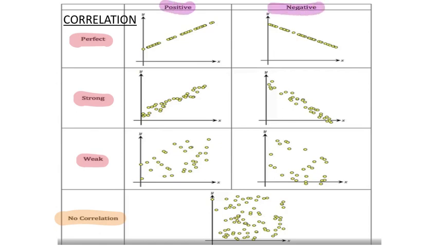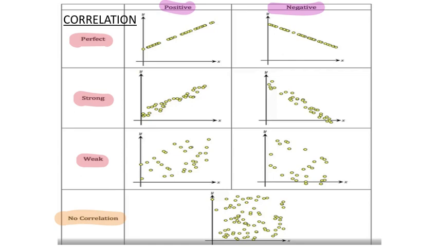correlation. Now we can see positive means that if we were to look at this as a line, that just goes up from left to right. So it has, in other words, a positive slope. If it were negative, it would go down from left to right, which we know already is a negative slope. So positive and negative are things that we've seen before. Perfect, strong, and weak, and no correlation are things that are fairly new to us.